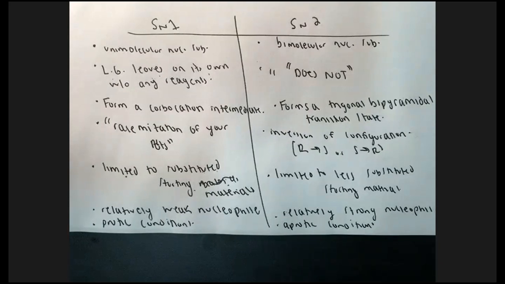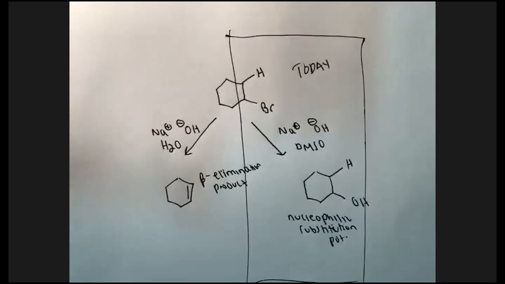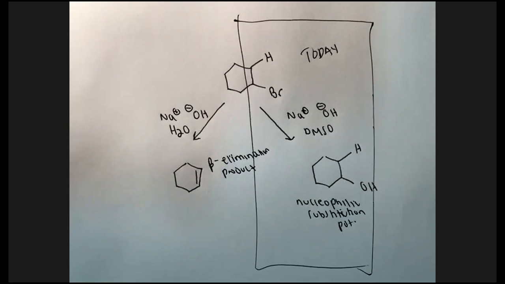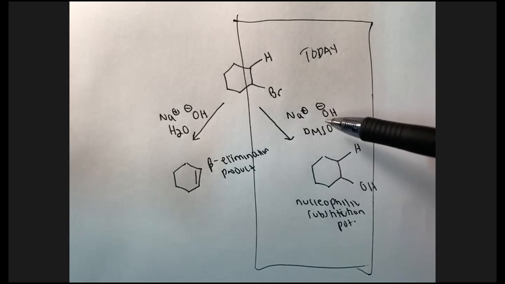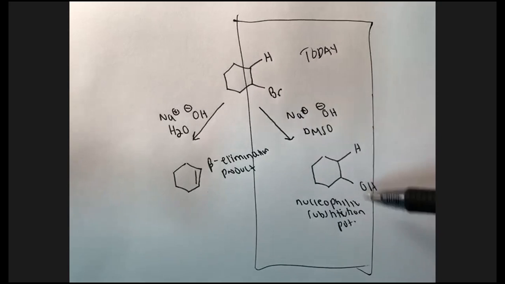There are 2 competing pathways that we're going to be talking about today, okay? Let me also break this down. There are 2 main branches: nucleophilic substitution and beta elimination. Where do those come from? Well, the nucleophile here was the hydroxide, right? And it substituted in the place of the bromine. That's called a nucleophilic substitution, okay?